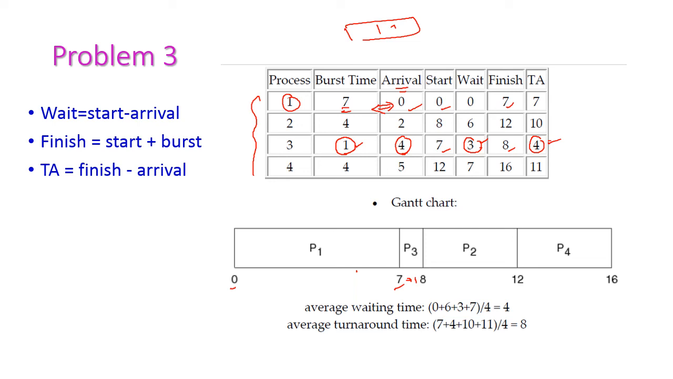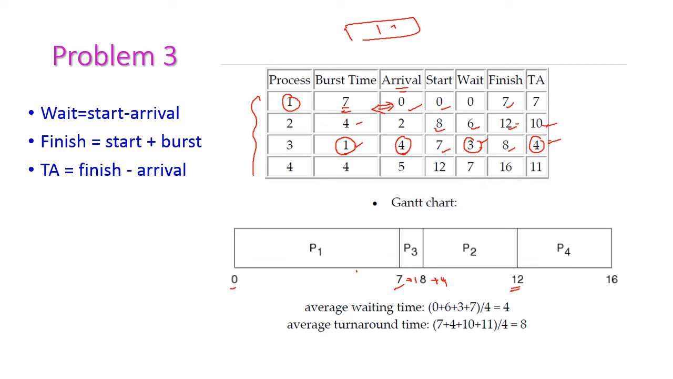Okay, after that the second process will start executing. The burst time is 4, so 8 plus 4, which is equal to 12. Okay, finishing time is 12, starting time is 8. And waiting time, which is equal to start time minus arrival time, that is equal to 6. And when it comes to turnaround time, finishing time minus arrival time. Okay, 12 minus 2, which is equal to 10.